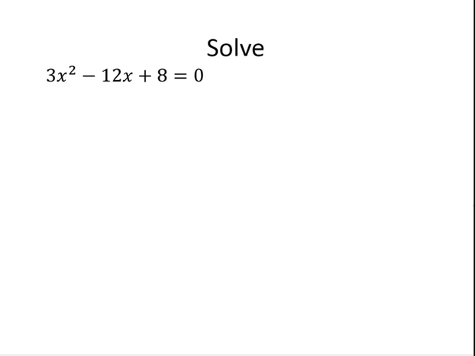Here's the second example, 3x squared minus 12x plus 8 equals 0. Again, notice that this equation is in the standard form, and it is quadratic, with a equal to 3, b equal to negative 12, and c equal to 8.